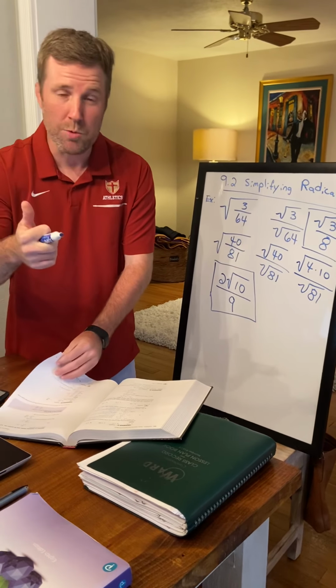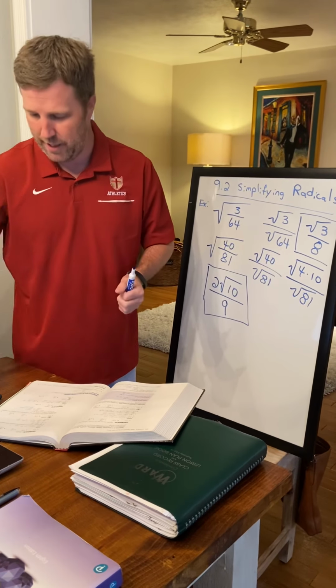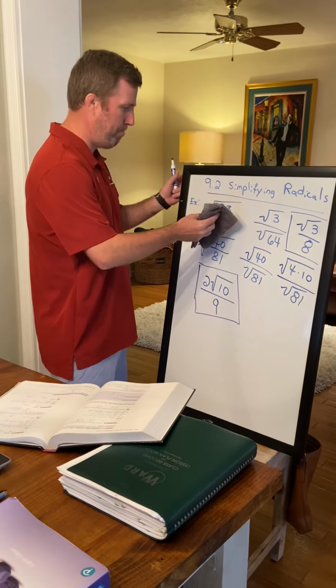So we have a product rule, we have a quotient rule, okay? What happens when we have some variables underneath here? Let's see what happens then.